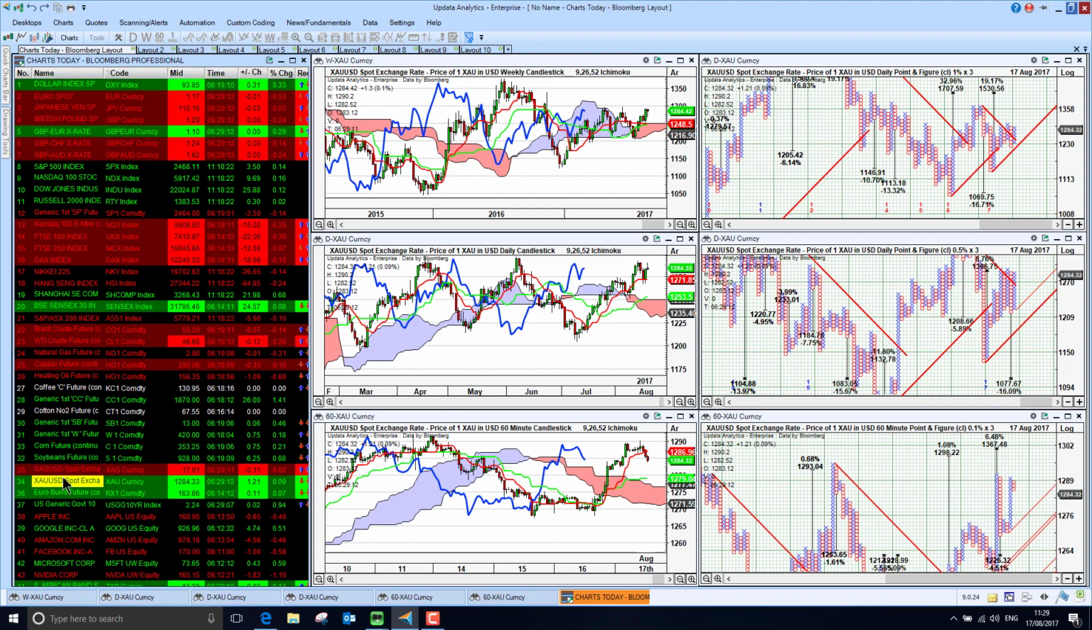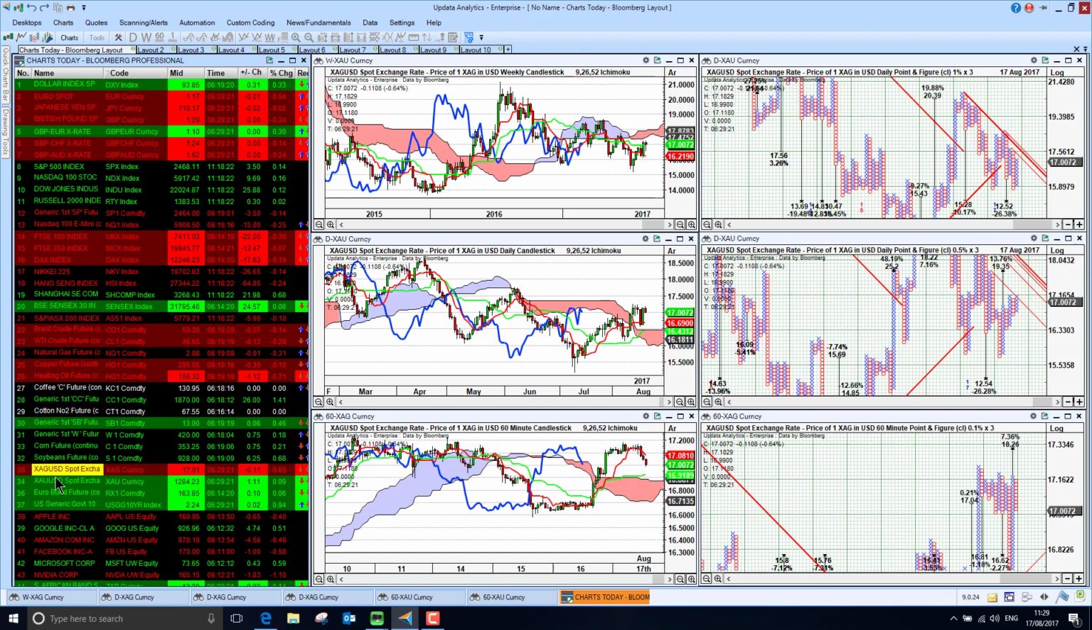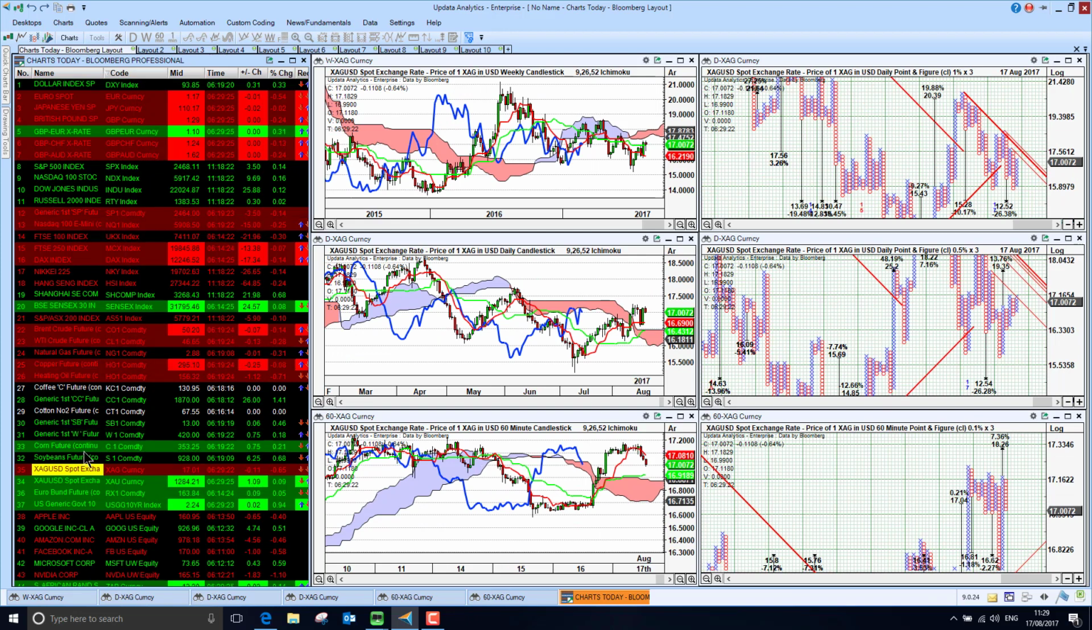Looking at silver, we see here we're bullish above the cloud on all three time frames as well now, so silver looking pretty good as well. Similarly, we have an upside target as well. So you can see here on silver we're just bullish there.